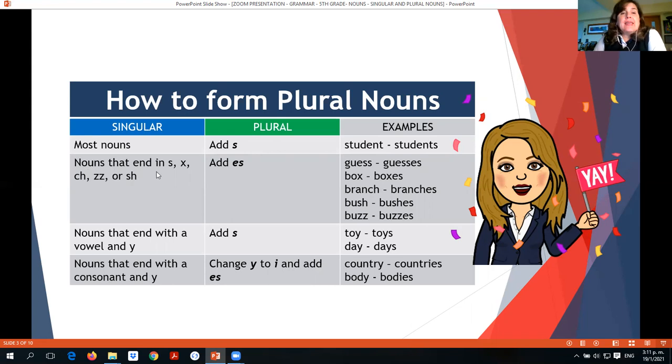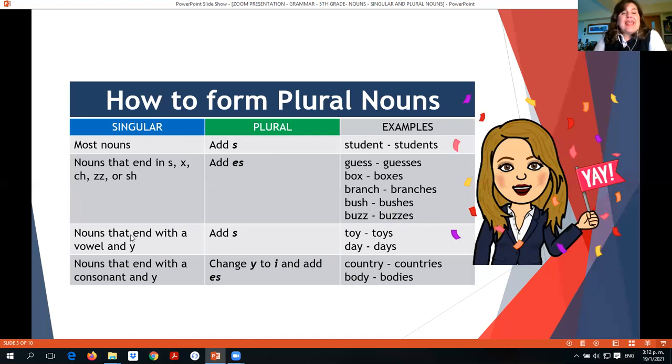But for nouns that end in S, X, CH, ZZ, or SH, you have to add ES, not only an S. You have to include this E, okay? Example, we have the noun guess. If you want to put it in plural, you have to add ES because it ends in S. So it's guesses. For box, boxes. For branch, branches. For bush, bushes. For buzz, buzzes. Okay, they all fall into this case, all these words.